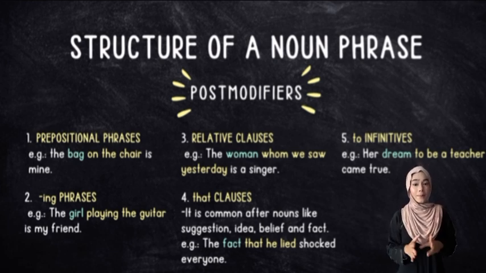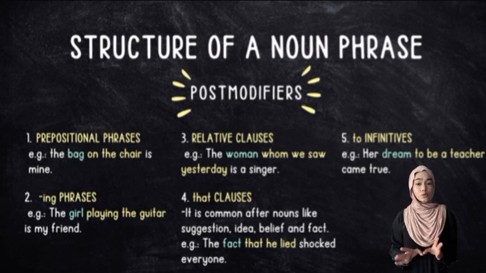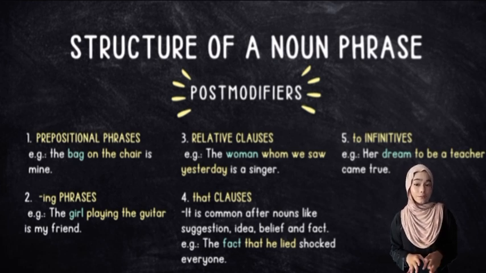For example, the bag on the chair is mine. On the chair tells us more about the bag, where it is. And the second one is ing phrases. These describe the noun using an ing form of a verb. For example, the girl playing the guitar is my friend. Here, playing the guitar tells us which girl we are talking about.